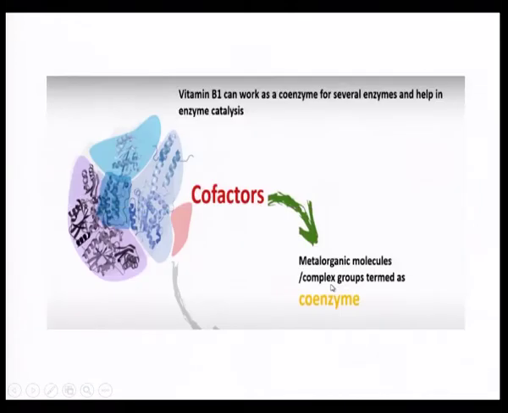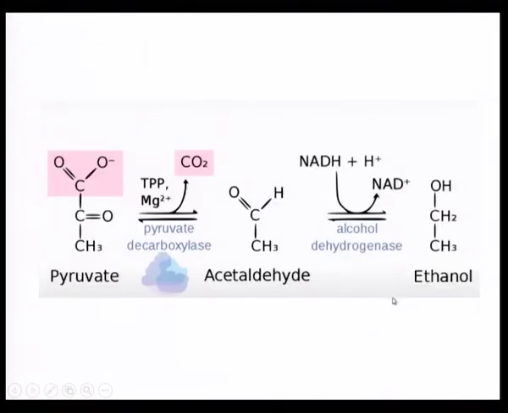You see there, this particular enzyme is important in carrying out the metabolic process, and most enzymes depend on cofactors. Cofactors are compounds which have a very important role in support of the main enzyme. There could be a metalloorganic molecule, there could be a complex group, and if it's a complex group, we use the word coenzyme. Okay. Now, as you look at this particular equation, look here, you have the pyruvate.